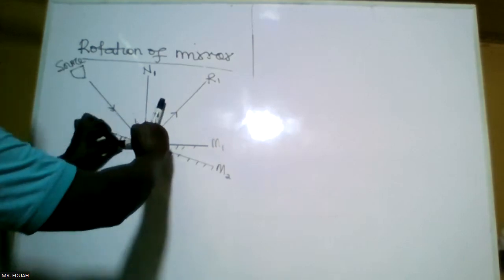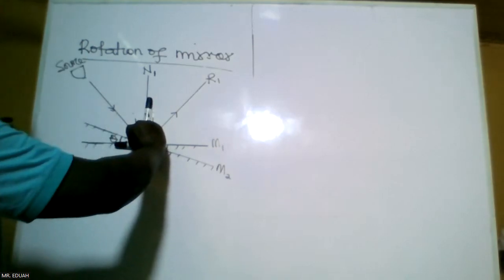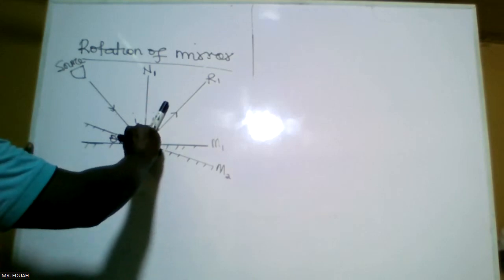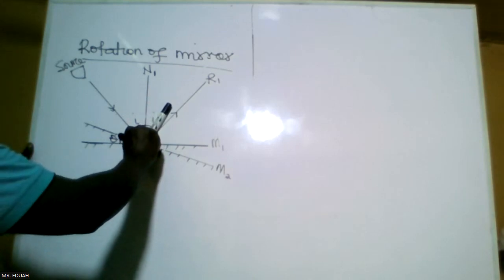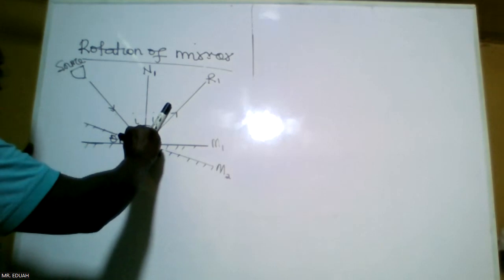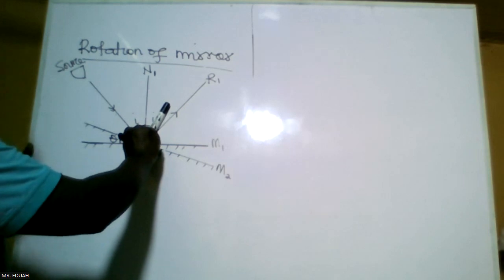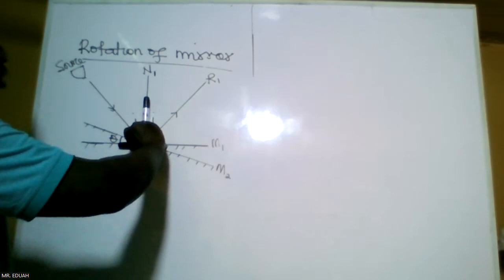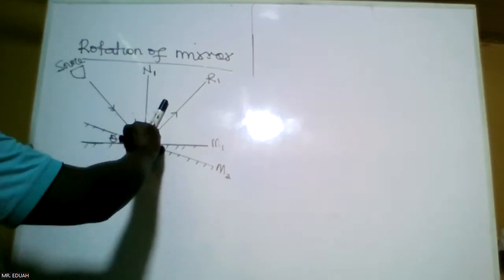I'm taking it again. The old position M1. When you rotate the mirror through an angle theta, this is what happens. What is happening here? Can somebody tell me what is happening?